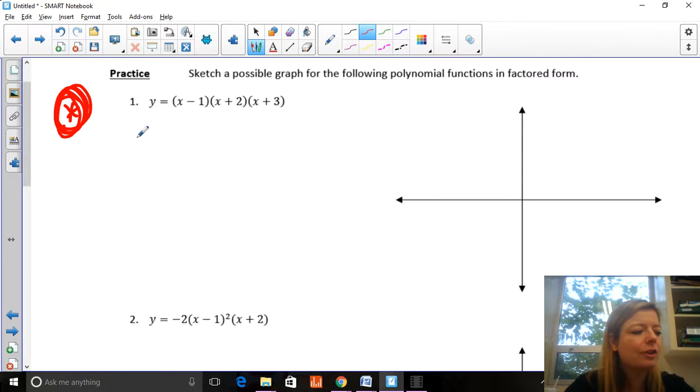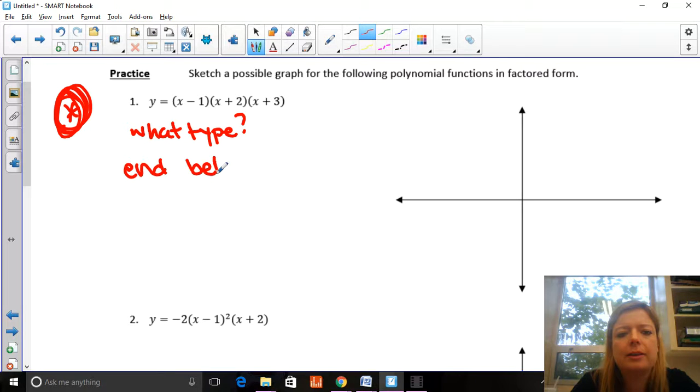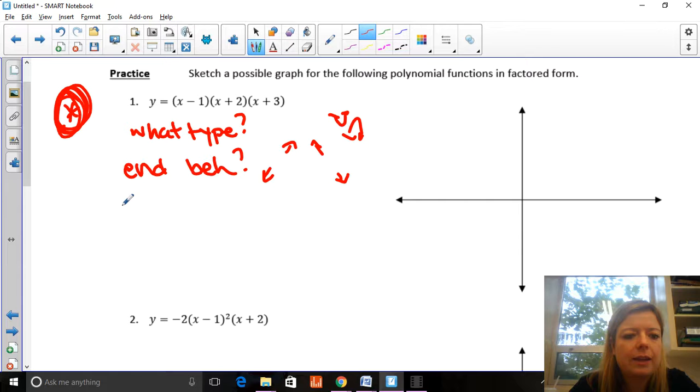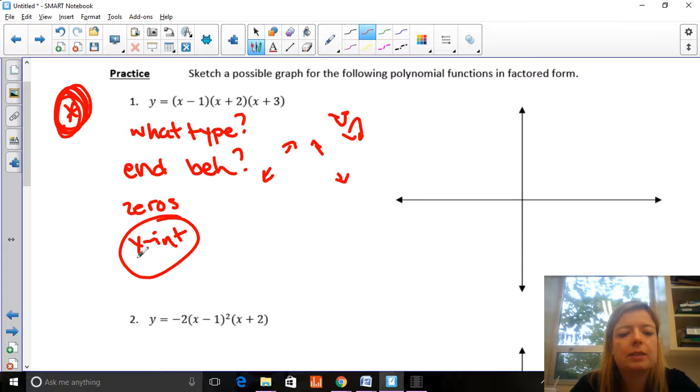So just remember the first step in all of them is to determine what type of function. So is it cubic, quartic, quintic, what is it? What's the end behavior like? Okay, so does it go from here and end up here, or from here down here, or like this, or like this? What does it do in general? Then you find the zeros, and then you find the y-intercept, okay? Because that just gives you a more accurate view of what's going on. So that's what you need to do for all three of these. Okay.